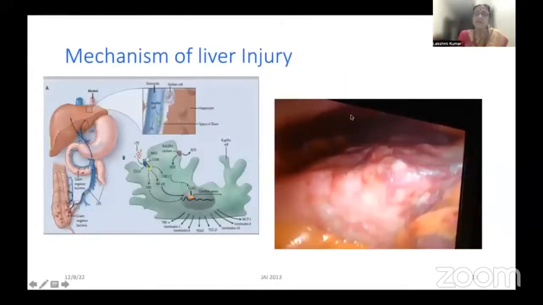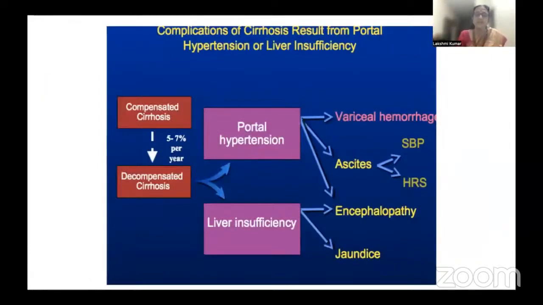Right? And this is how, incidentally, when you do laparoscopy, you may be able to pick up a cirrhotic liver. You can see not the normal smooth surface, but a nodular appearance that is consistent with cirrhosis.